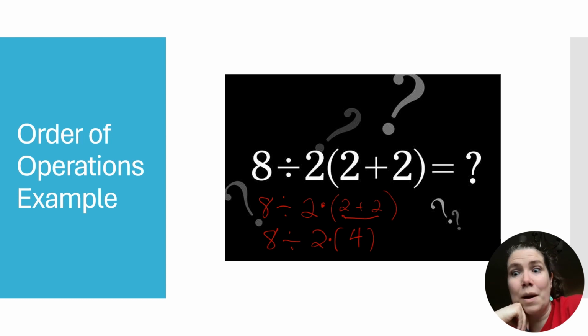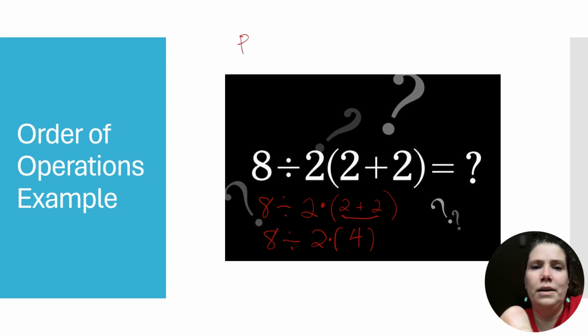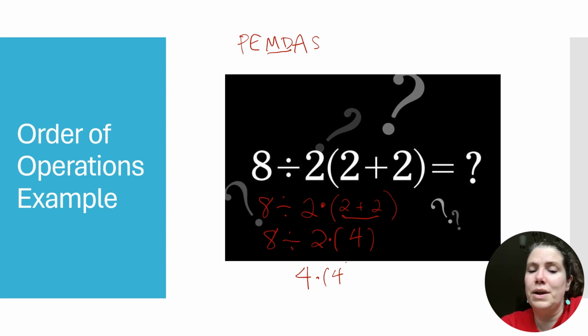Some people read PEMDAS and forget that multiplying and dividing is one step together. So they first multiply 2 times 4 and then do the dividing. But remember that the steps are multiplying and dividing from left to right. So the first thing we have to do is 8 divided by 2, which is 4. Bring down the rest, and then we're going to multiply 4 times 4 to get 16.